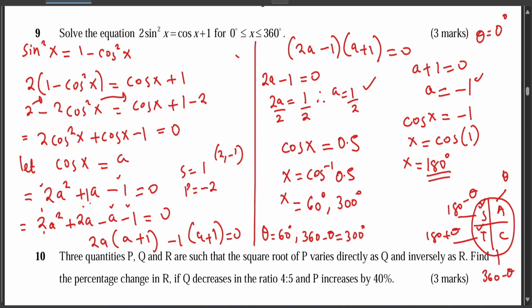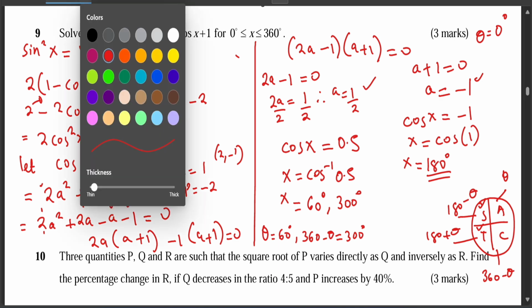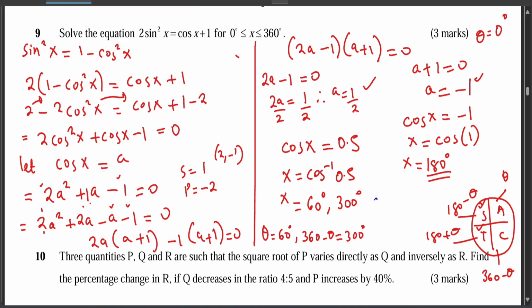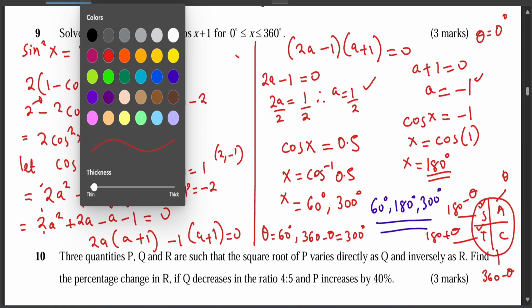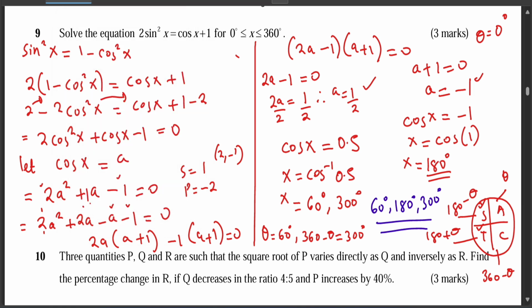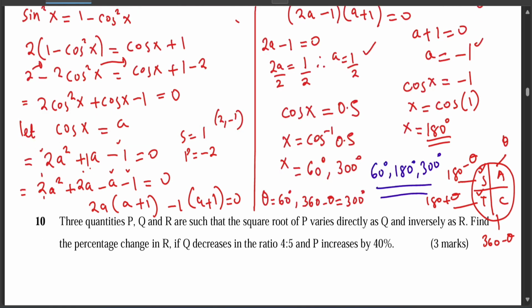So at 180 degrees you get -1. So your answers will be this. Let me use another pen. So it will be 60, 180, then 300 degrees. So those are your 3 answers. Okay, we can continue from there.